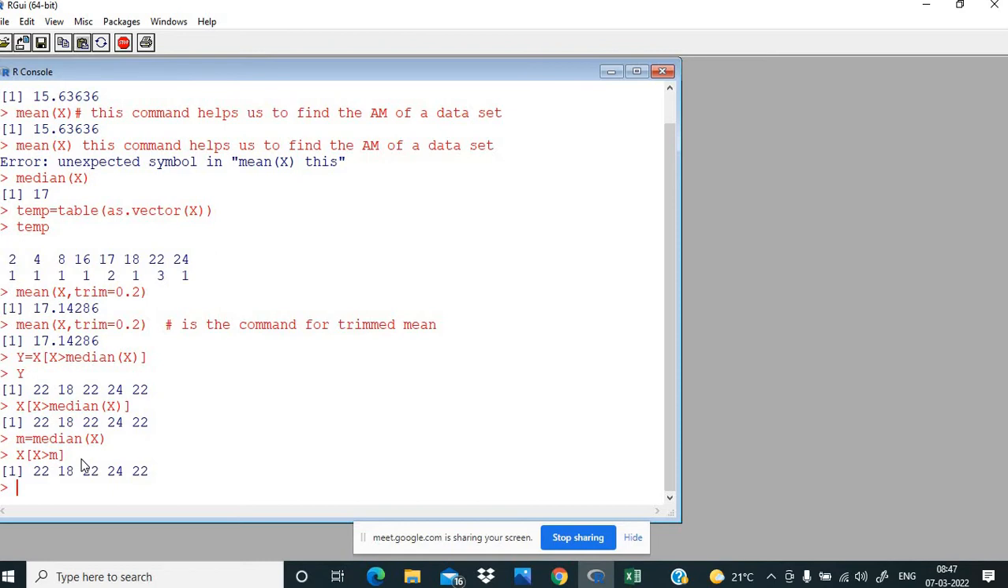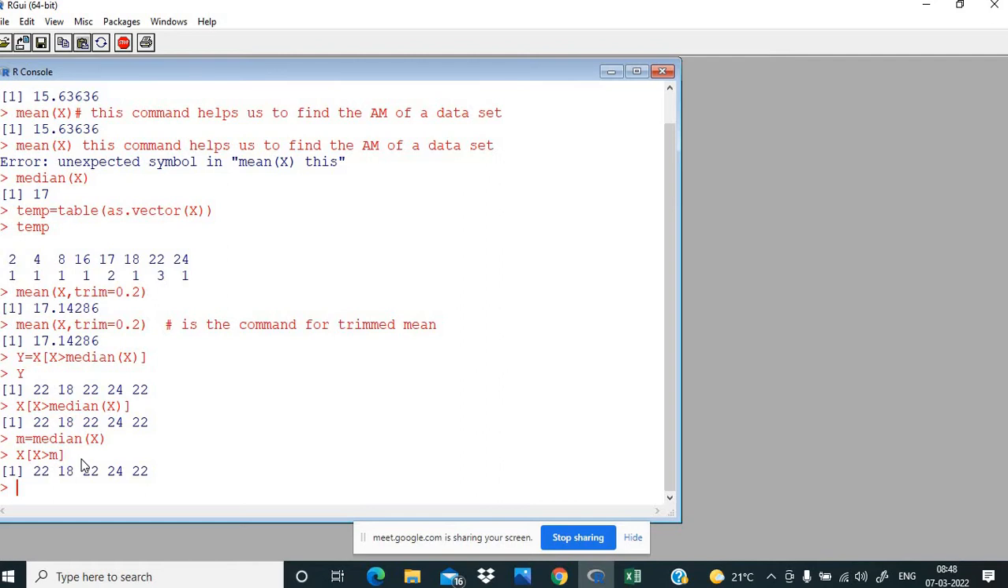Sir? Yes, Gitanjali bolo. Sir, about the mode, so here we have identified the mode by looking at the frequency. But sir, if the data set is very big, like 1000, 2000 data set, then is it possible to see the frequency of each and every term and identify the mode? It will come like this.